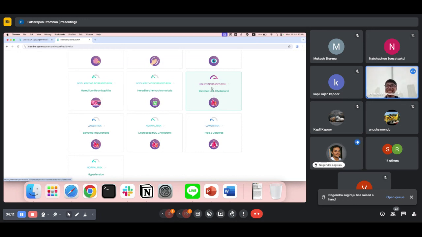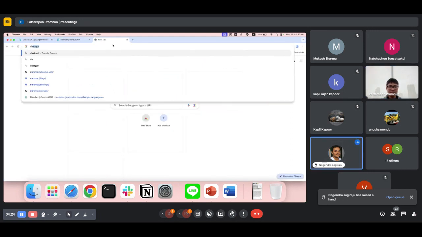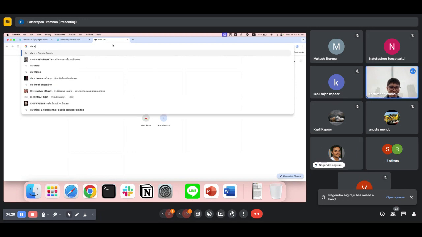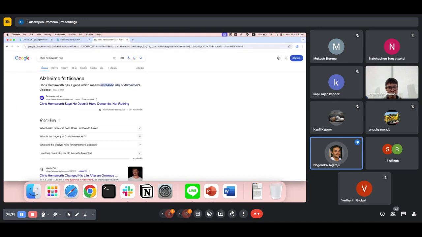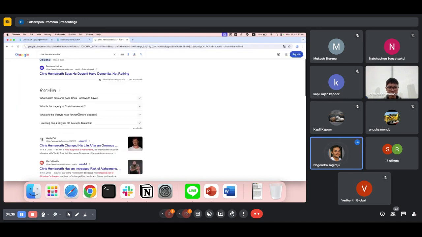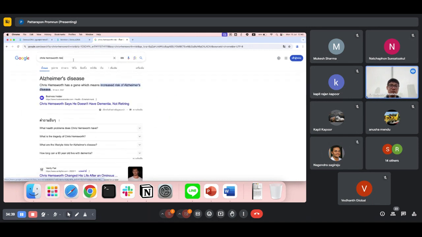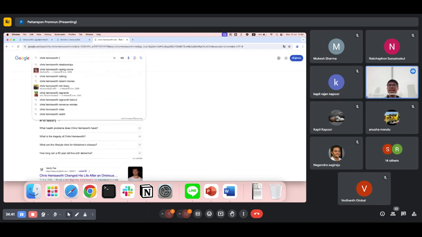I have a question here. How did you know about Chris Hemsworth's report? Oh, this is in the news. Okay, I will show you, because if you say these kinds of things, people might doubt the data security. But some people are welcome to share their DNA.